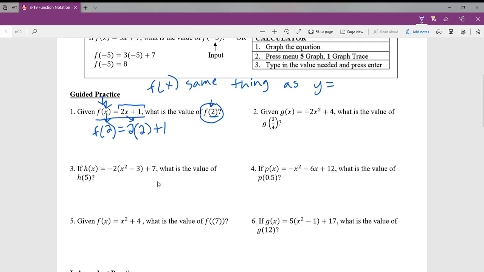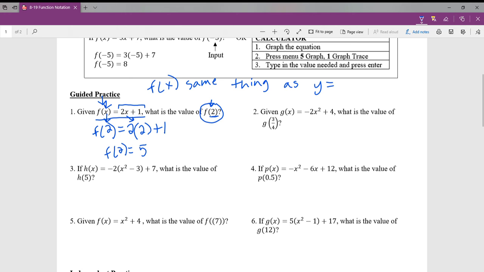And now all I have to do is type in exactly what I had. So I'm going to type in 2 times 2 plus 1. And so I can even use parentheses. So 2 parentheses 2, close my parentheses, plus 1. And my answer is 5. So over here, all I need to do is put what that is equal to, 5. So f of 2 is equal to 5.